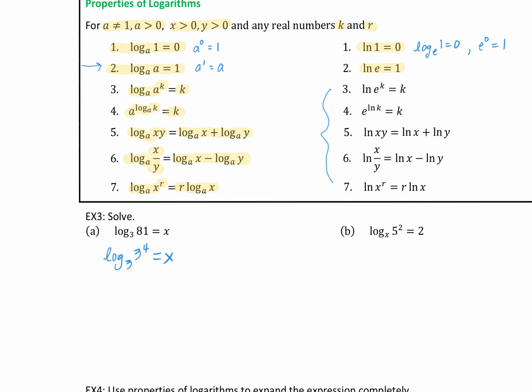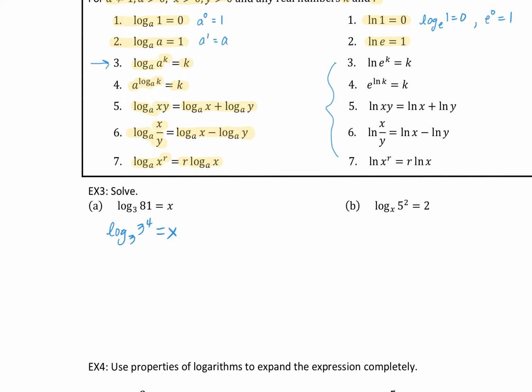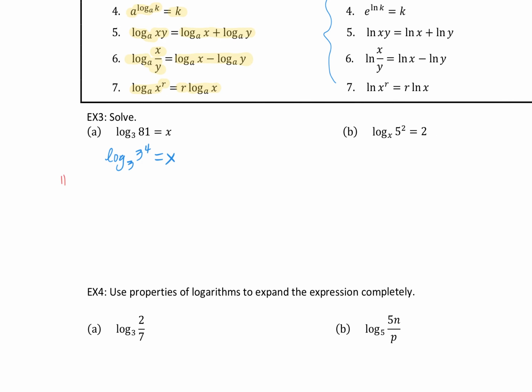3 would be like the A value. Oops, no, that's not property number 2. Erase. That would be property number 3. 3 is going to be the A, and 4 is the K, and X is the K. So if you have the base and the argument matching, remember that they cancel, and that would be by property number 3. These guys would cancel, and what you're left with is 4 equal to x.